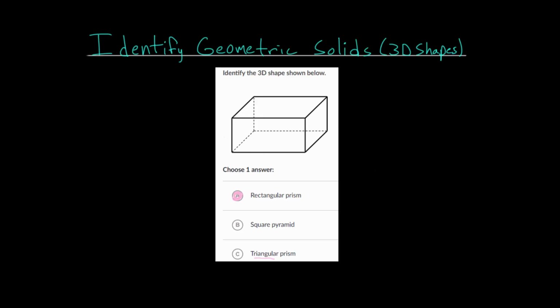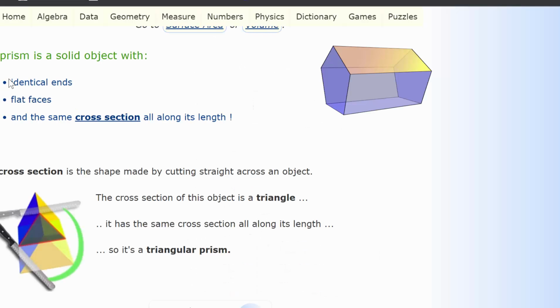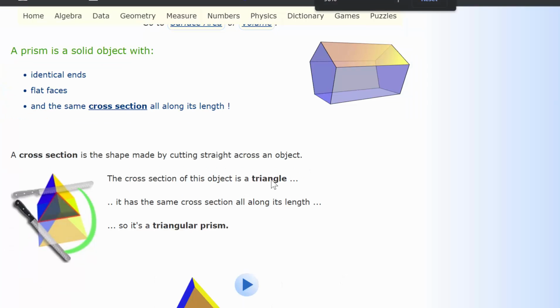So I want to show you a website that I really like. This is called Math is Fun. And with this website, let me zoom out a little bit. We have the definition of a prism. This one here is a pentagonal prism. It has a pentagon as its base. And you can imagine sliding that pentagon all the way through it. And if you were to cut it at any point, it would have a pentagon for that cross-sectional area.